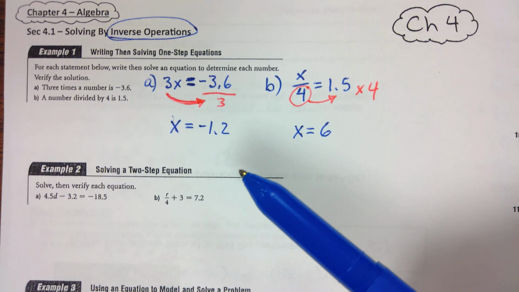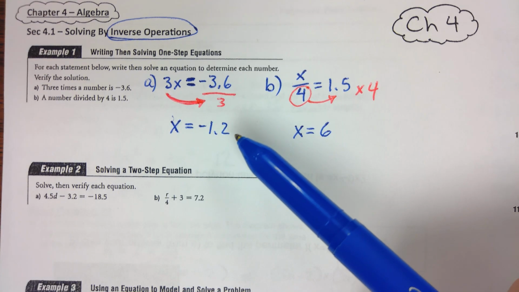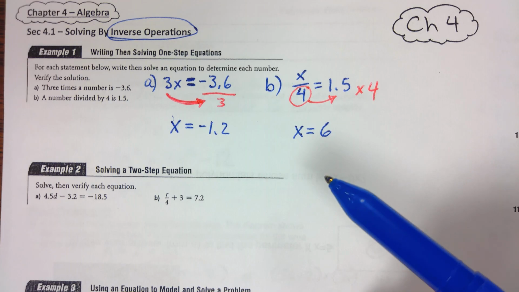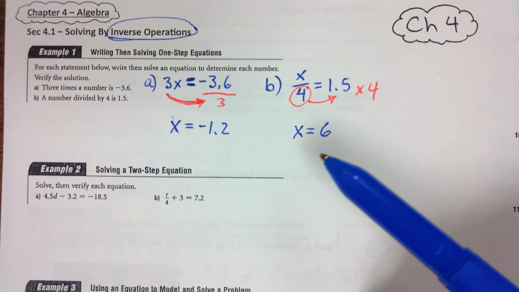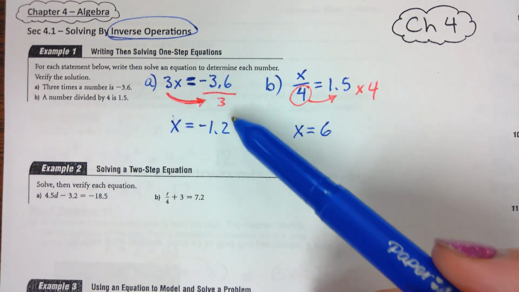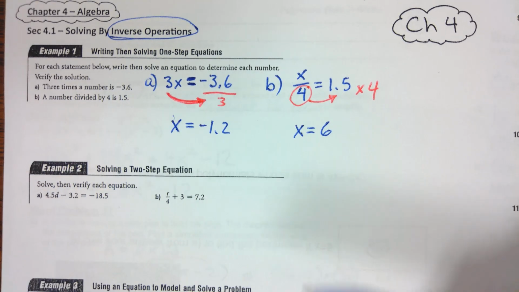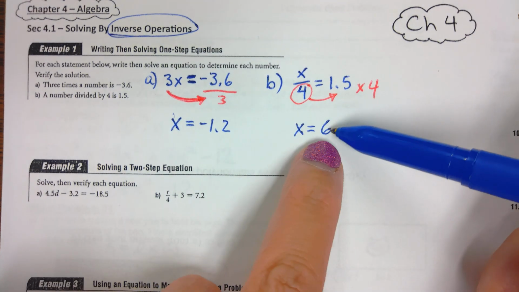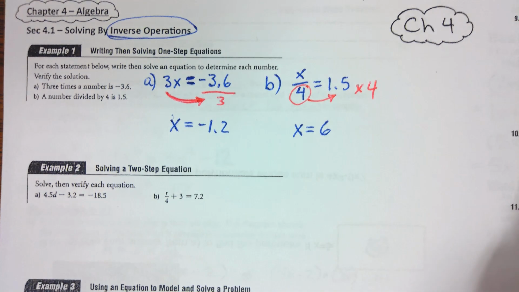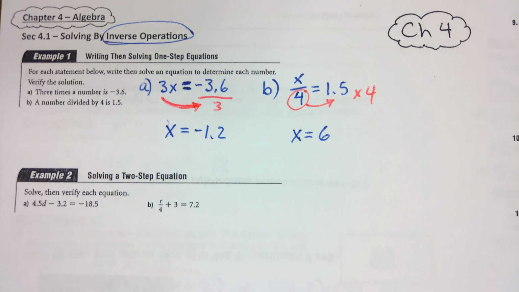On your next test, for the chapter 4 test, you can actually check every single answer before you submit your test. How do I check if I got the correct answer? Yeah, you just put your answer back into the original question and see if it makes sense. So putting this in, 3 times negative 1.2 does give me negative 3.6. Subbing my answer back into the original question, 6 divided by 4 does give me 1.5. So I know I got my answers correct. I can know that I got perfect on the test before I mark it.